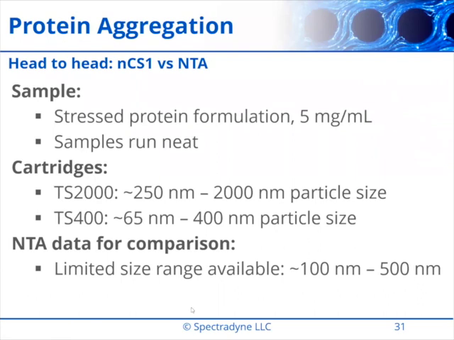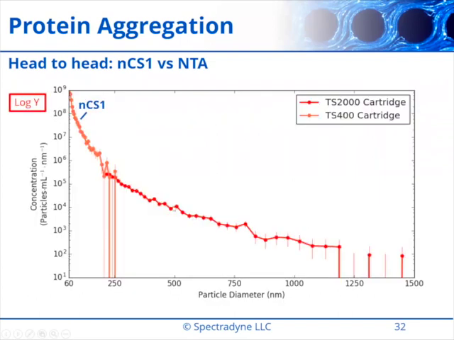We then compare this to NTA. We have to limit the size range because the NTA can't really measure above 500 nanometers. And as you see, its sensitivity will affect measurements below about 100 nanometers. But let me show you. So first is the data. Our large cartridge data is in red here. And then this orangish color is a small cartridge data.